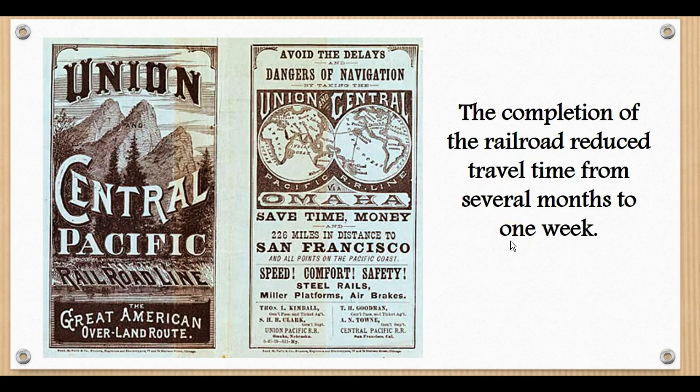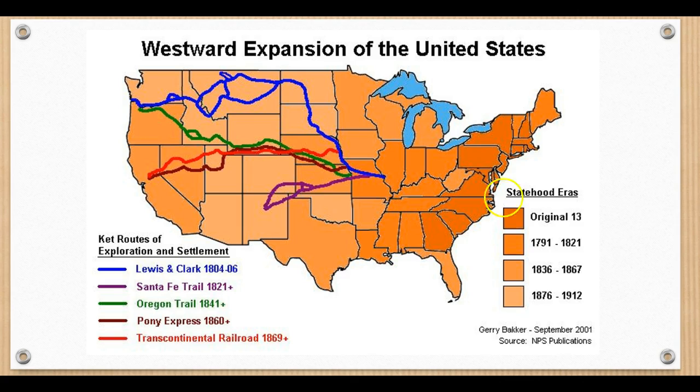Okay, so with the completion of the Transcontinental Railroad, it reduces time from several months to get across the country down to 1 week. Okay.